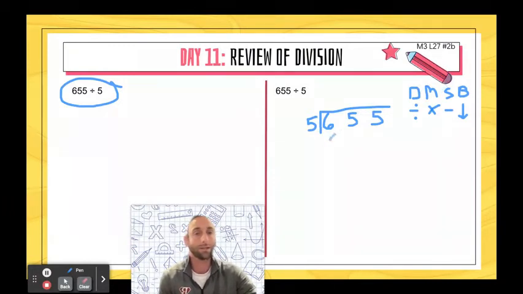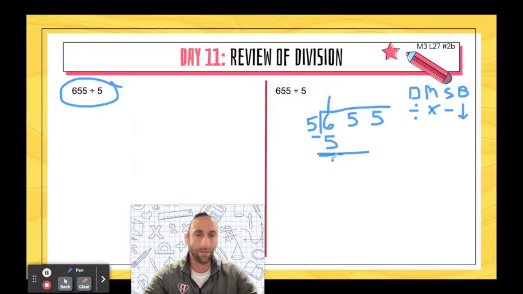So let's start with the first step. Let's divide and multiply. How many times can 5 go into 6 without going over? 5, 10. Can't go to 10, so the answer is just 1, right? 5 goes into 6 one time. 5 times 1 gets me 5. So I divided and I multiplied. Now I need to subtract.